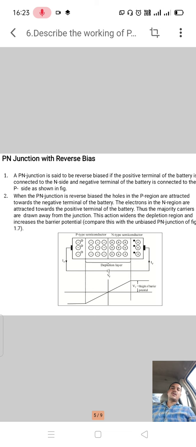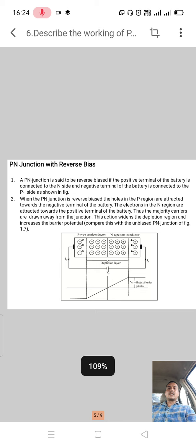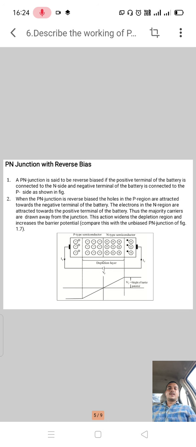Now coming to the PN junction with reverse bias. A PN junction is said to be reverse biased if the positive terminal of the battery is connected to the N side and the negative terminal of the battery is connected to the P side, as shown in the figure below. So this figure below is connected in reverse bias.